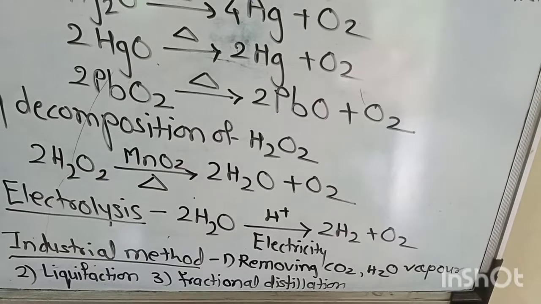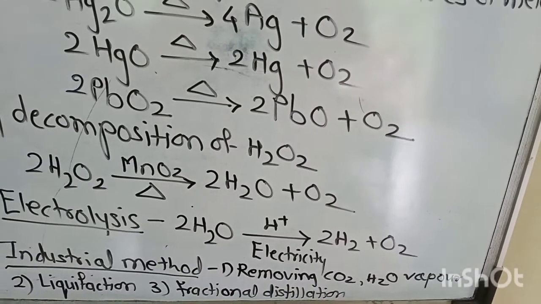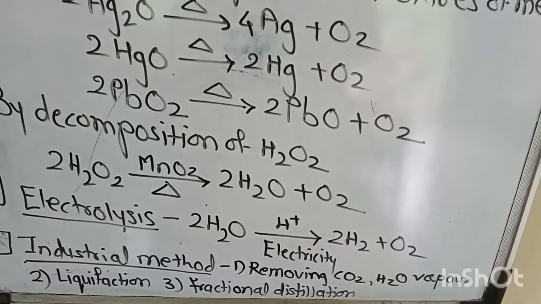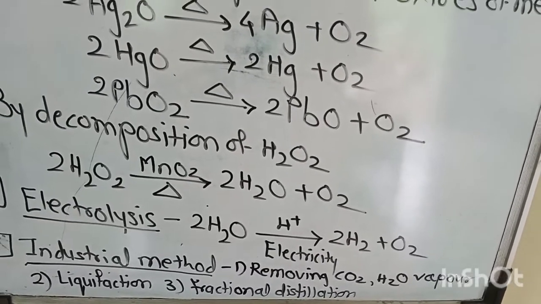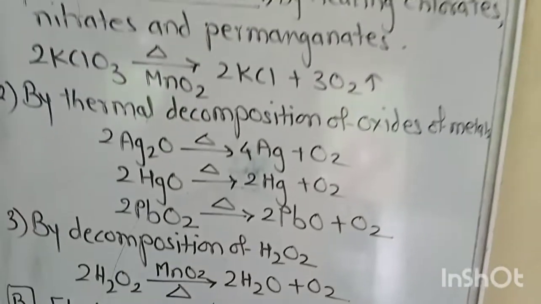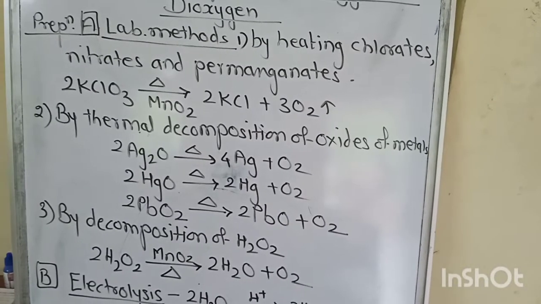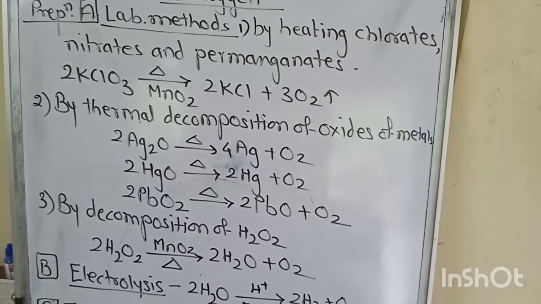Industrial method is from air. From air, carbon dioxide and water vapor are removed first, then remaining gases are liquefied, and then by fractional distillation we get dioxygen. So these are the methods of preparation of dioxygen. Now let's study physical and chemical properties of dioxygen.